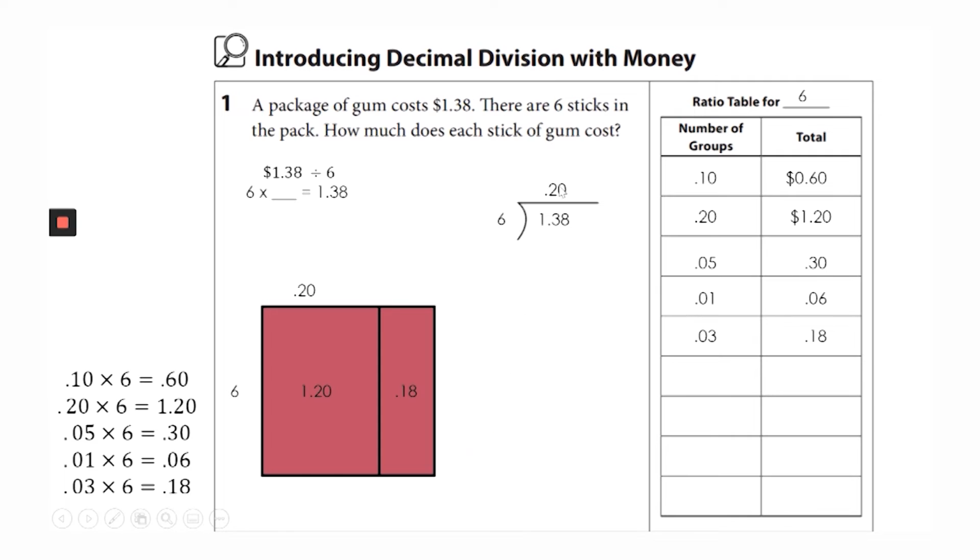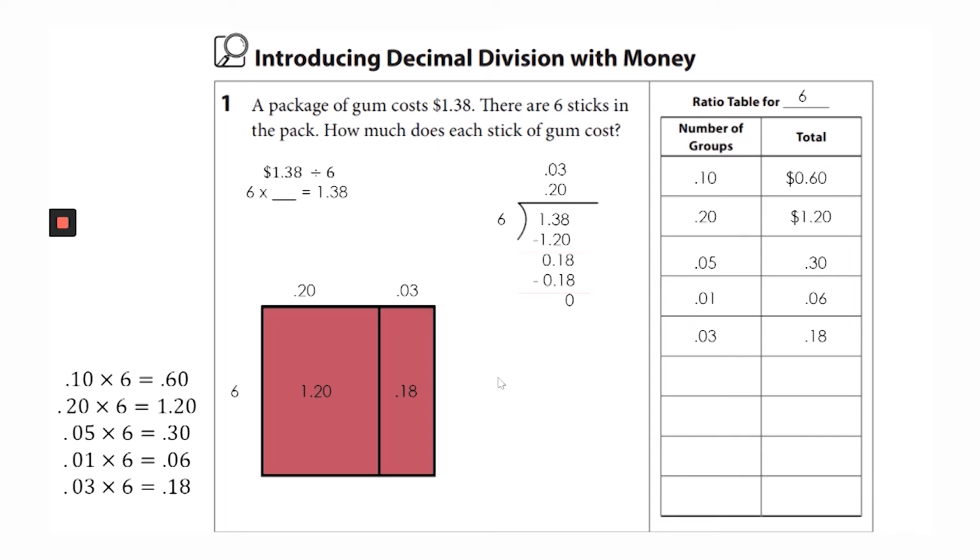Let's keep track over here. 20 cents times 6, that is $1.20. Take that away, and we have 18 cents left to divide up. Again, 6 times what is 18 cents, and since we already did that, we know quickly that that's 3 cents. Keeping track over here again, 3 cents times 6, 18 cents. And when we take that away, we have now divided everything up.